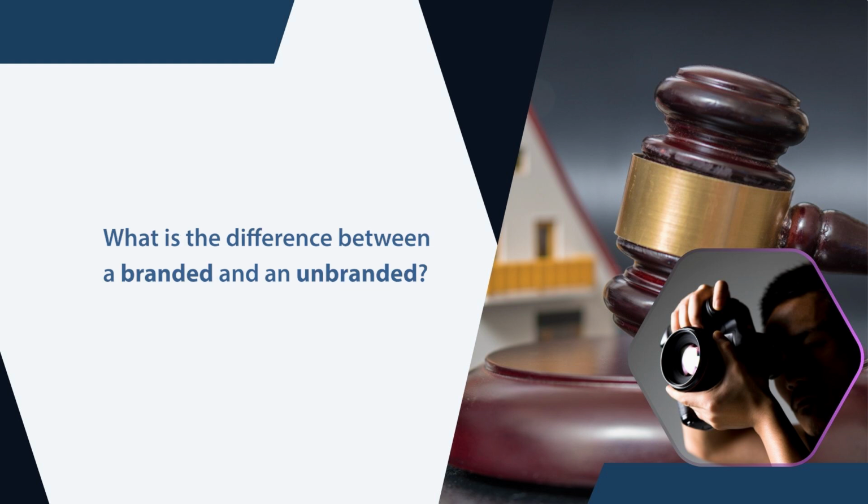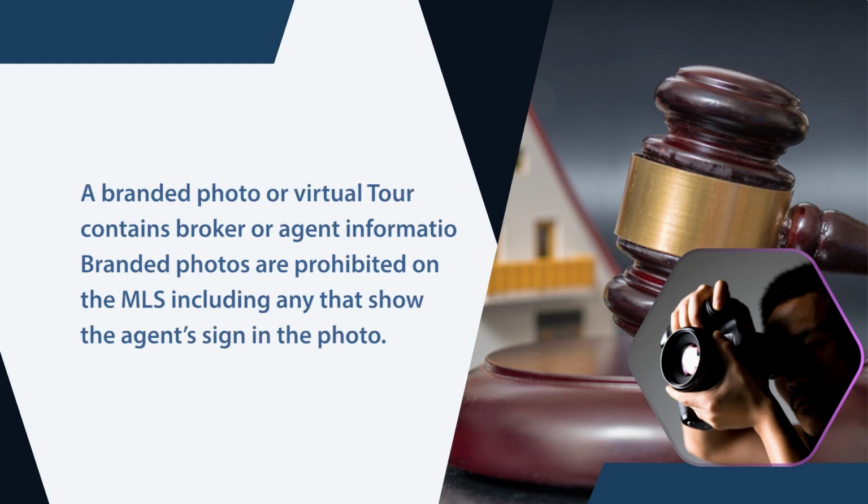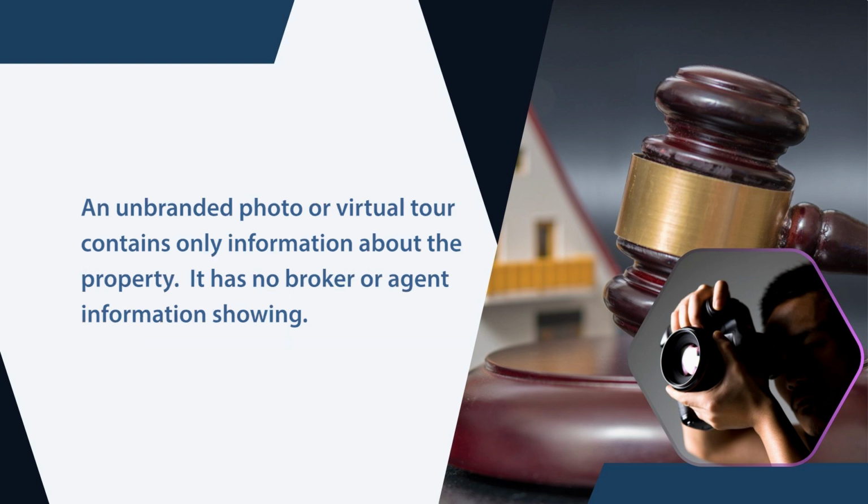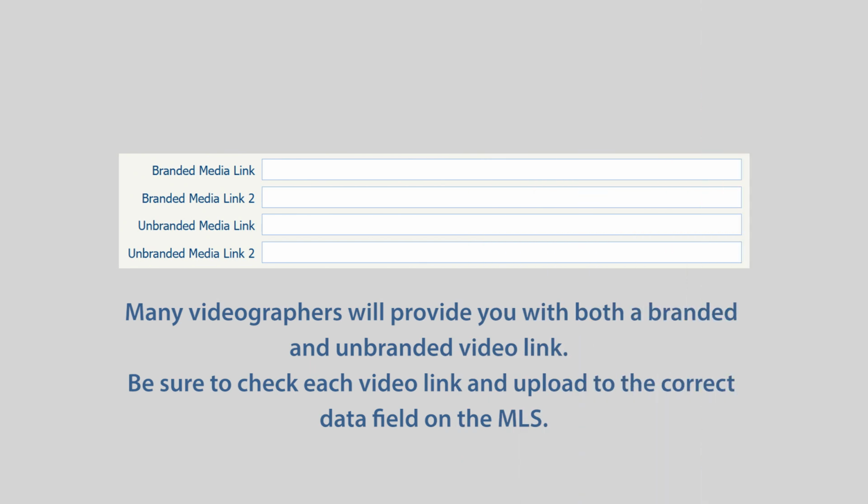What is the difference between a branded and an unbranded? A branded photo or virtual tour contains broker or agent information. Branded photos are prohibited on the MLS, including any that show the agent's sign in the photo. An unbranded photo or virtual tour contains only information about the property. It has no broker or agent information showing. Many videographers will provide you with both a branded and unbranded video link. Be sure to check each video link and upload to the correct data field on the MLS.